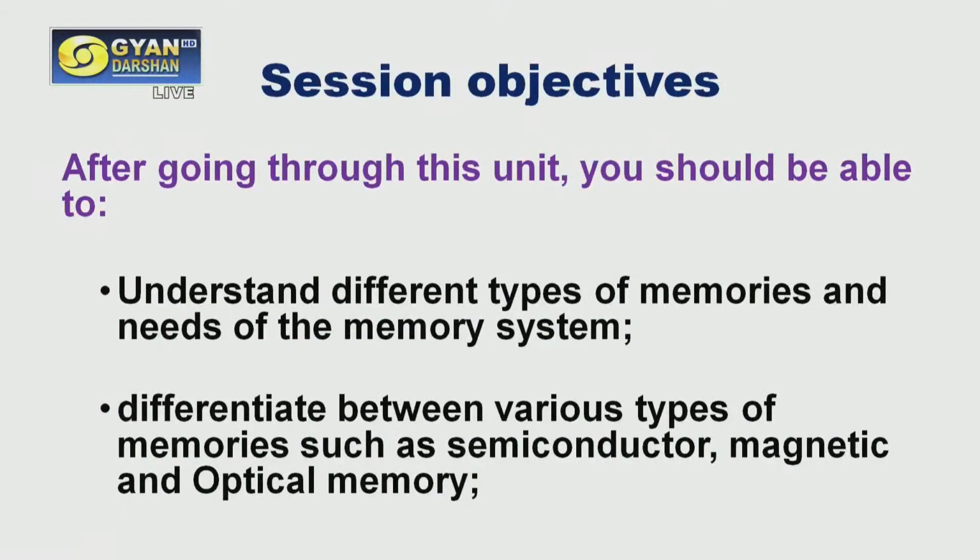So to begin with, let's start with the session objectives. The objectives of today's session are to understand the different types of memories and the need for the memory system. Apart from this, we are also going to understand the differences between the different types of memories, be it semiconductor memories or optical memories or magnetic memories. We are going to learn all this in this session.